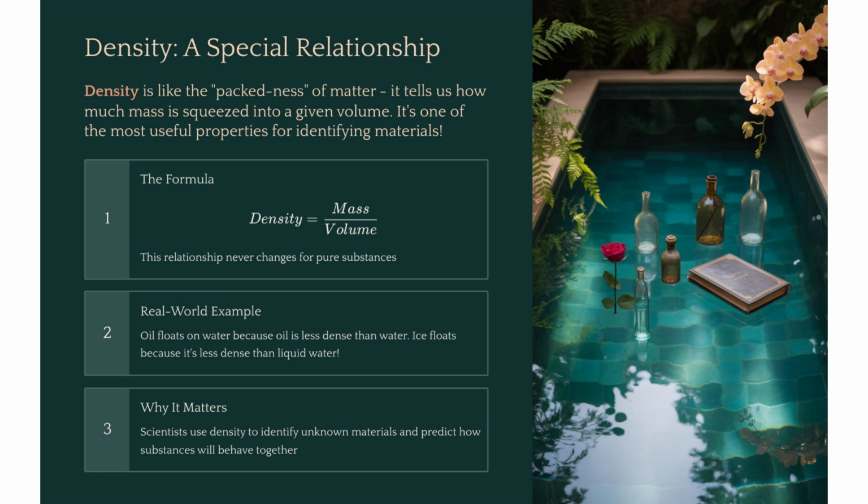Imagine two boxes, both the same size. One is filled with feathers, and the other with rocks. The box of rocks has a much higher density. Density is calculated by dividing an object's mass by its volume. This is why a small stone sinks in water, while a huge log floats.